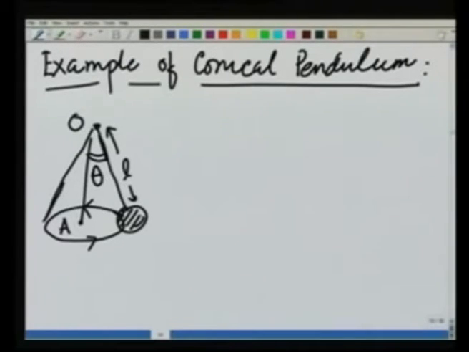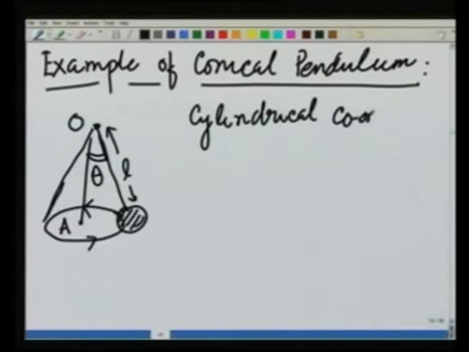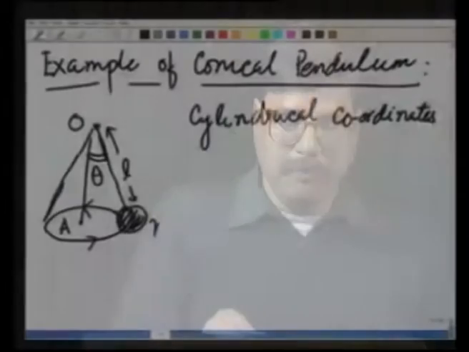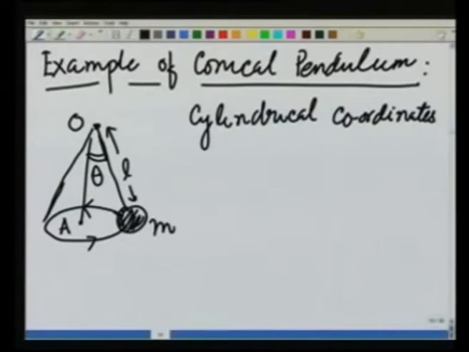Because of the symmetry of the problem, I am going to use cylindrical coordinates that we learned in our second or first lecture to describe the motion of this bob of mass m. It is moving around in a circle. Let this be the origin to start with, O. So, first case I take O as origin.